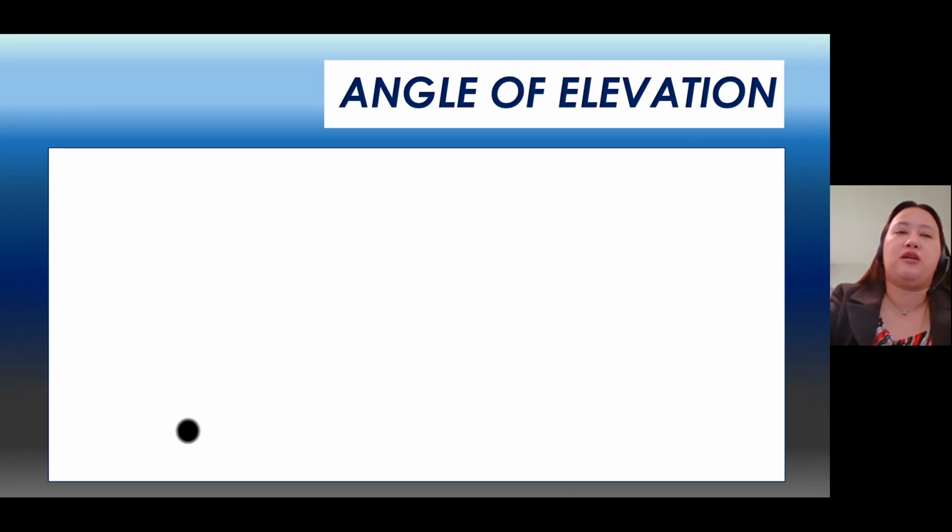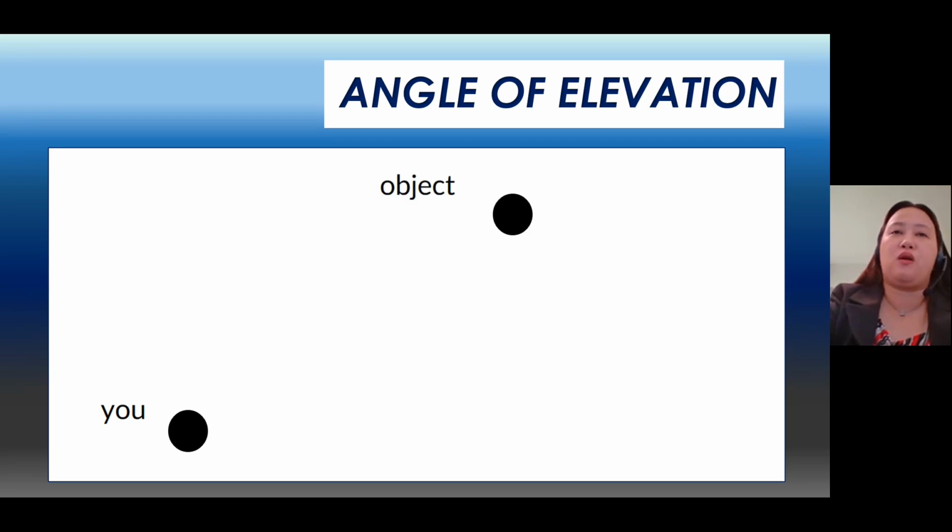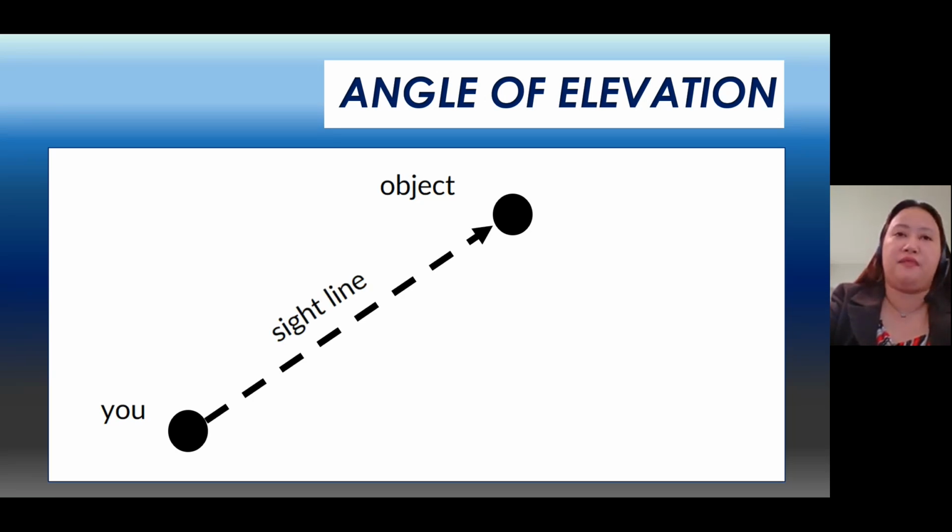So for the angle of elevation, as I was saying a while ago, just like if you are in a ship and you are looking at the top of the tower, the tendency is you're going to look upward. So if this is you, the black dot here, and you can see an object that is above you, you have the sight line. Just like if you can see the clouds.